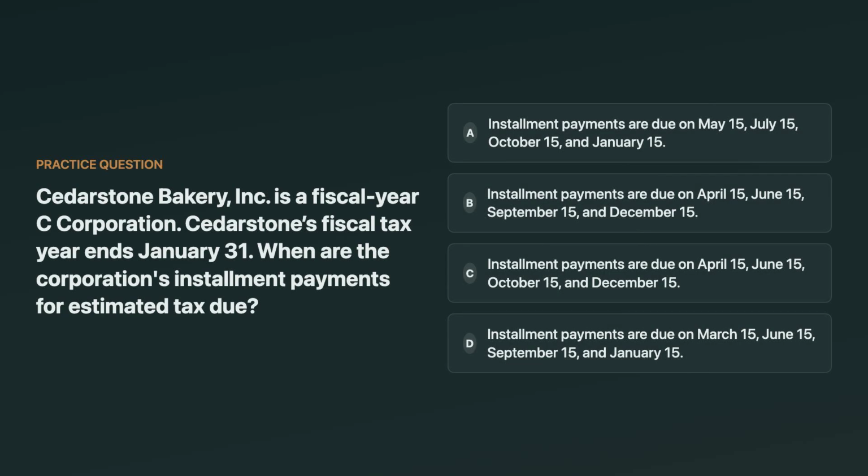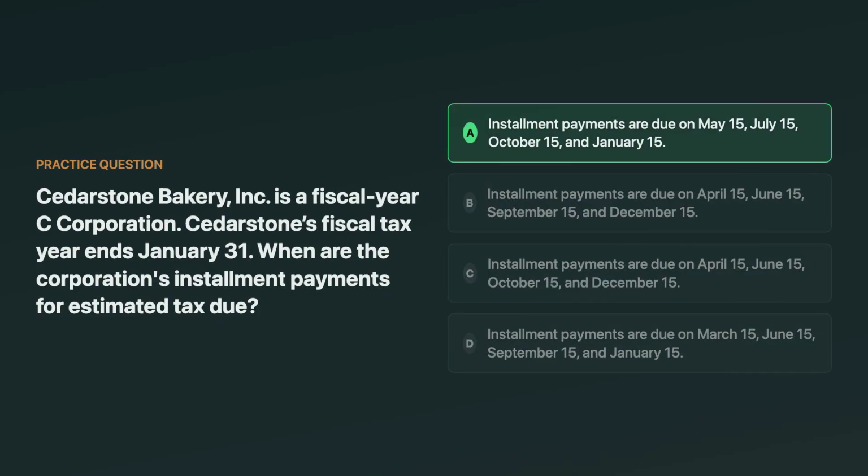Cedarstone Bakery Incorporation. Cedarstone's fiscal tax year ends January 31st. When are the corporation's installment payments for estimated tax due? The options include sets like May, July, October, and January, or the usual April, June, September, and December. Think about it in terms of months of the tax year.